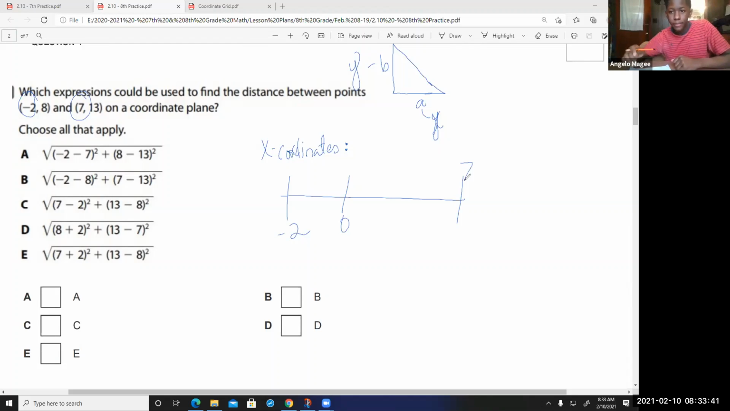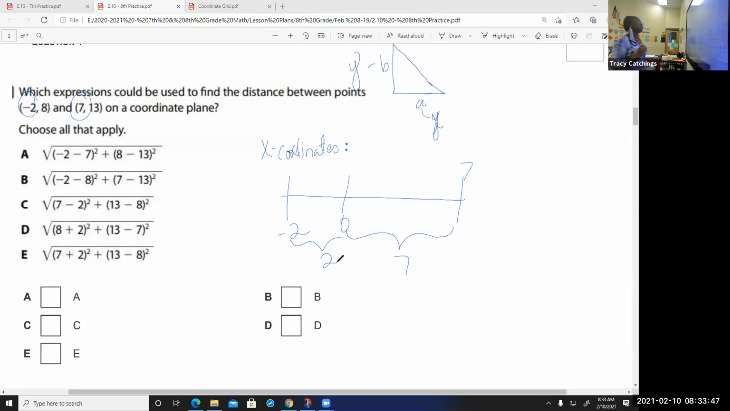9. Great job, that's 9. That takes us back to 6th grade, knowing that that's 7 units, and this will be 2 units. So we know that A needs to be 9. All right, and then of course we would do the same with those y coordinates. So we have 8 and 13.